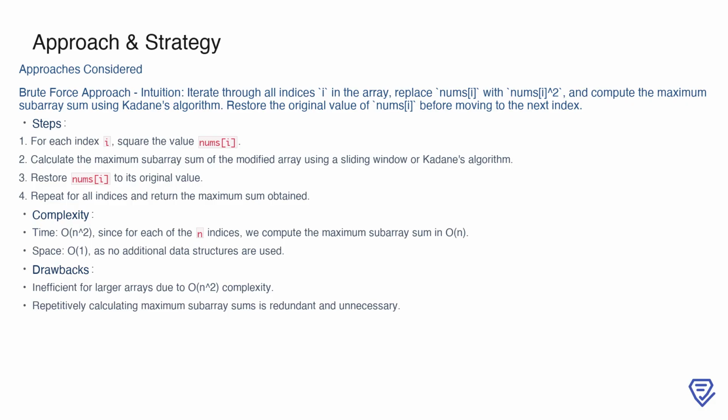However, the main drawback of this approach is its inefficiency. Since calculating the maximum subarray sum takes O(n) time and we repeat this process for all n indices, the overall time complexity becomes O(n^2). This is feasible for small arrays, but it becomes impractical for larger ones. Additionally, recomputing the maximum subarray sum for every index introduces unnecessary redundancy, making this method less optimal for competitive programming scenarios.